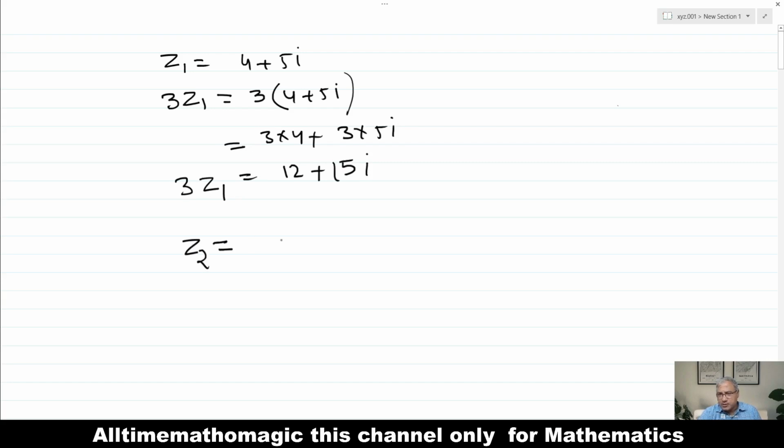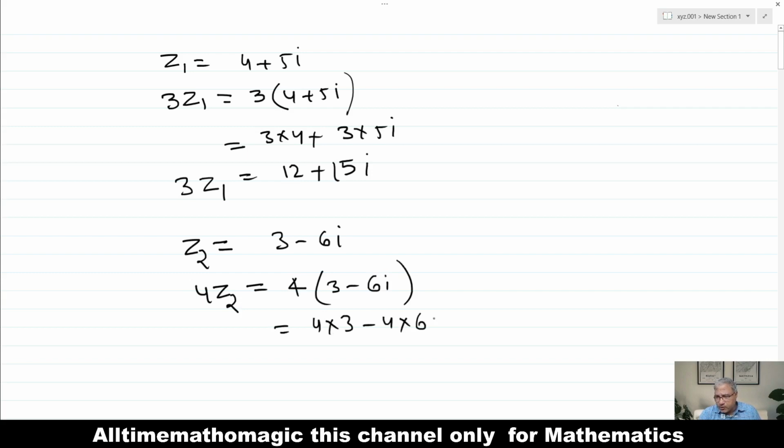One more example, Z2 equals 3 minus 6i. Suppose you wish to find 4Z2. Then 4 into Z2, that is 3 minus 6i, equals 4 into 3 minus 4 into 6i, that is 12 minus 24i. So that is the result of 4Z2. Thus we can multiply a given complex number with any number.